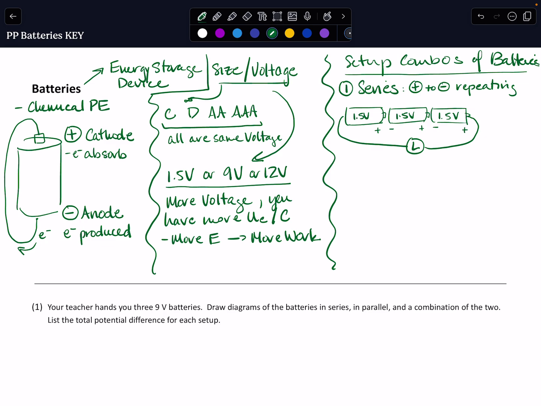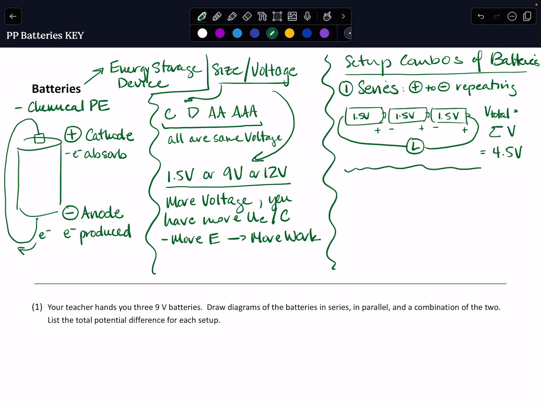All right, so the total voltage here is going to be the sum of the voltage values of each battery. So in this case, it would be equal to 4.5 volts. All right, and that's going to give you a brighter light bulb because those charges have more energy. If they have more energy, they can do more work. And if they can do more work, the light bulb will be brighter for us.